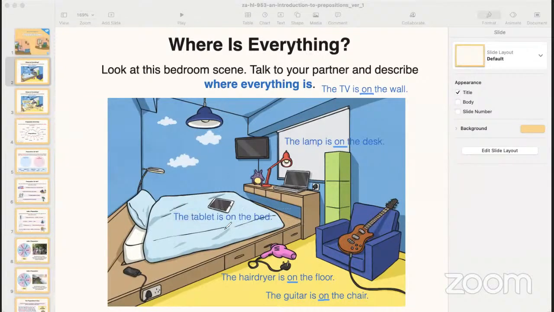We can do one more. The laptop is on the table. Good. So instead of table, we'll use the word desk. Let me just put it here. Okay.